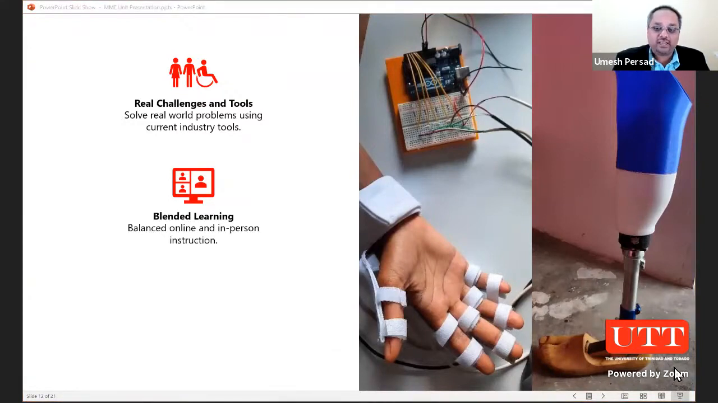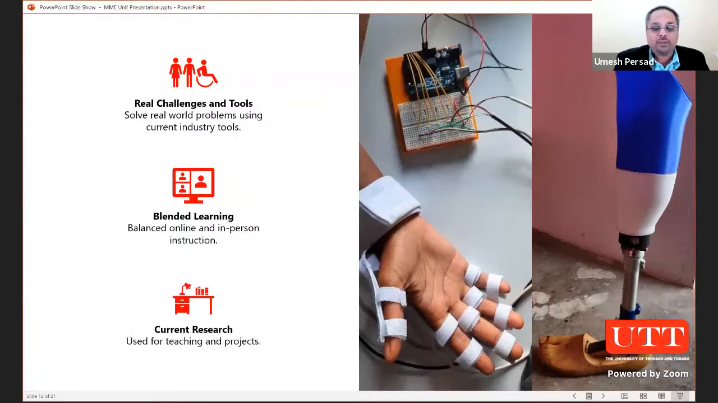Secondly, we have blended learning, which we use, and it has proven useful for us during the pandemic. We've been doing this for a while now, where we have online lectures, but we also have our physical in-class or lab-based exercises.